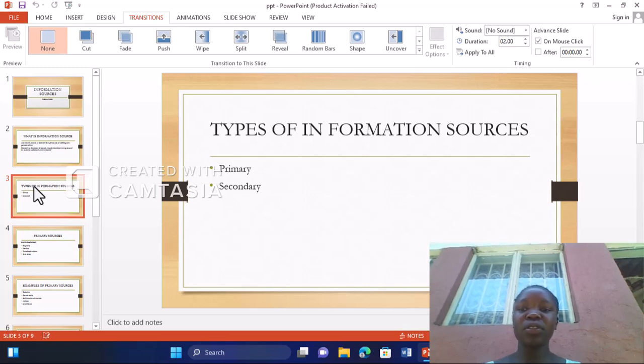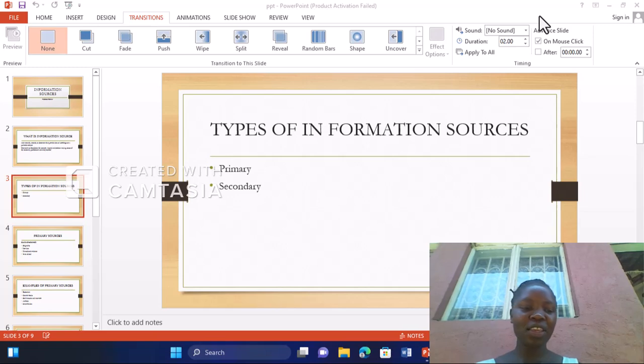Then a secondary source is one that interprets, analyzes, or summarizes primary source events. Just like when we go and interview the person who was there, who is the primary source, we now become the secondary source, because we are getting what the other person is saying, not exactly how it happened, because we weren't there. But in this video, I'm going to focus on primary sources.